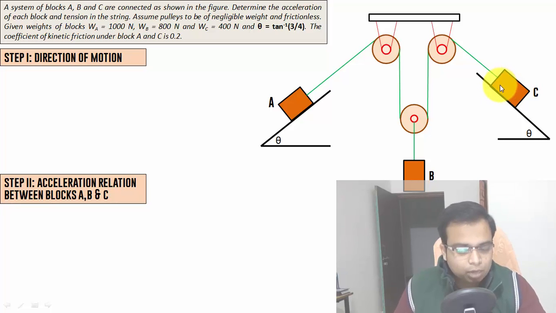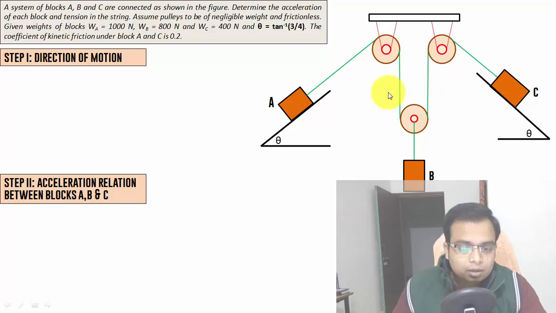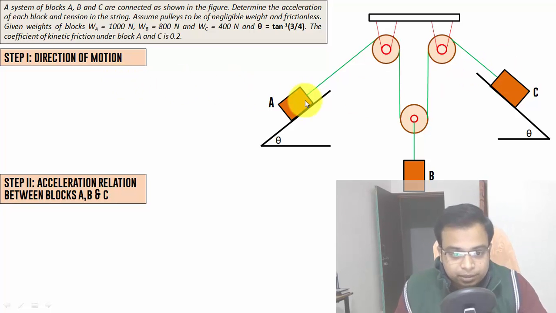But for all that to happen, we first need to work out whether block A is moving downwards or upwards. You can clearly see that block A is directly connected to block C with the help of this string. So one thing we can successfully say is that if block A goes down the plane, block C moves up the plane and vice versa. The first thing is to determine the direction of motion of A. How can that be done?